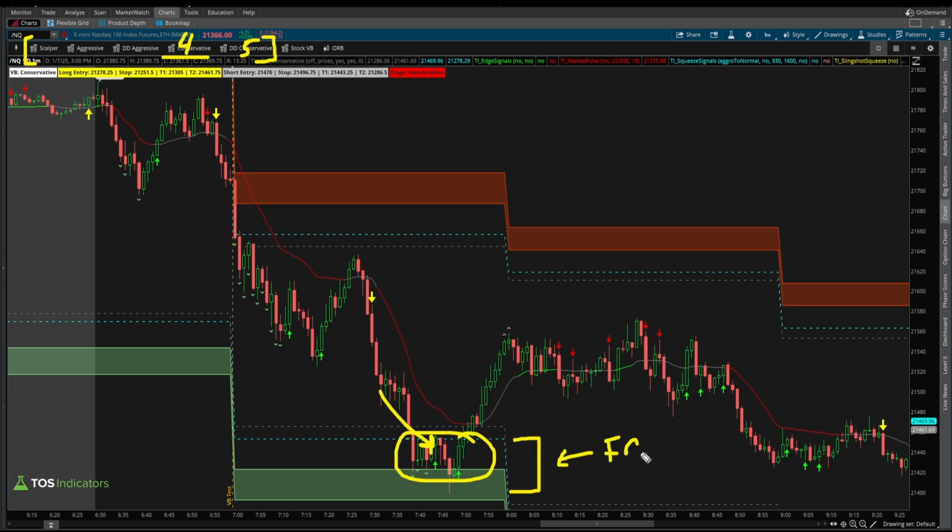I'll leave a video which breaks down this fade setup in a little bit more detail in case you're curious, and how to use this futures volatility box a little bit more effectively with the fade setup.